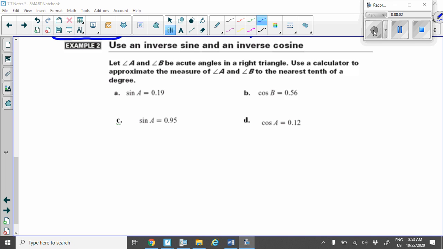Hey guys, so here's part 2 of the 7.7 day 1 notes. We are continuing to use inverse trig ratios to solve for a missing angle measurement.